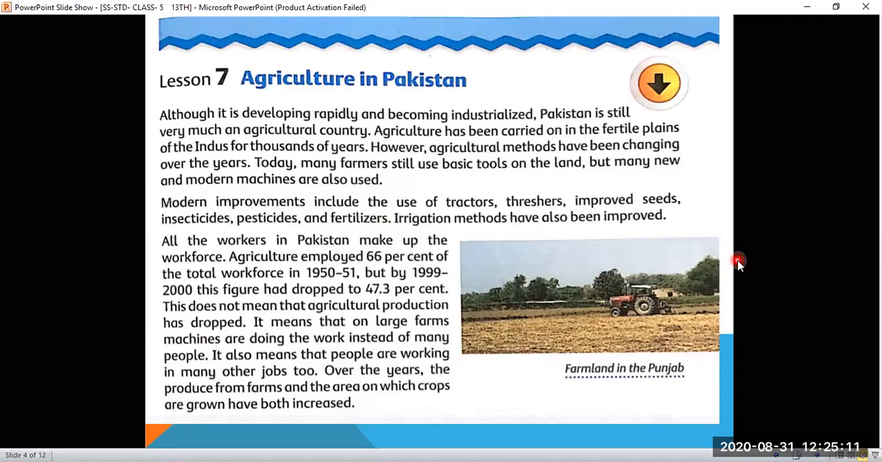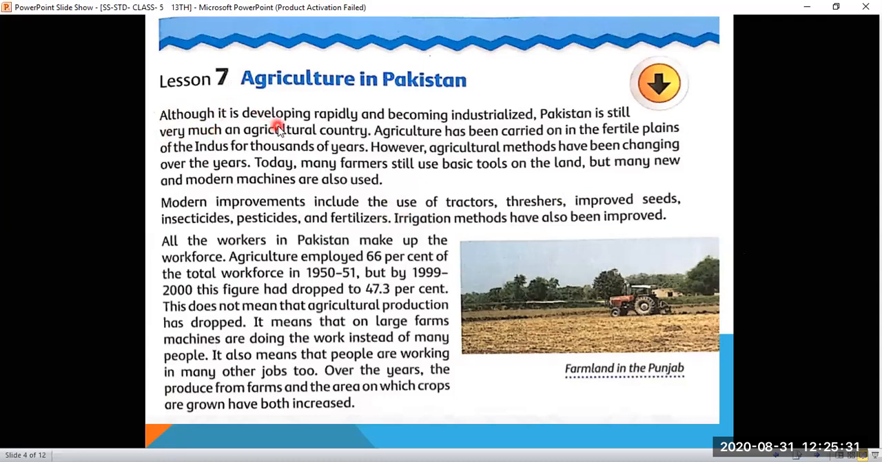As you know, boys, we have already completed 6 lessons. Today we are starting lesson number 5, agriculture in Pakistan. In this lesson we will learn. Now I am reading and you will follow.